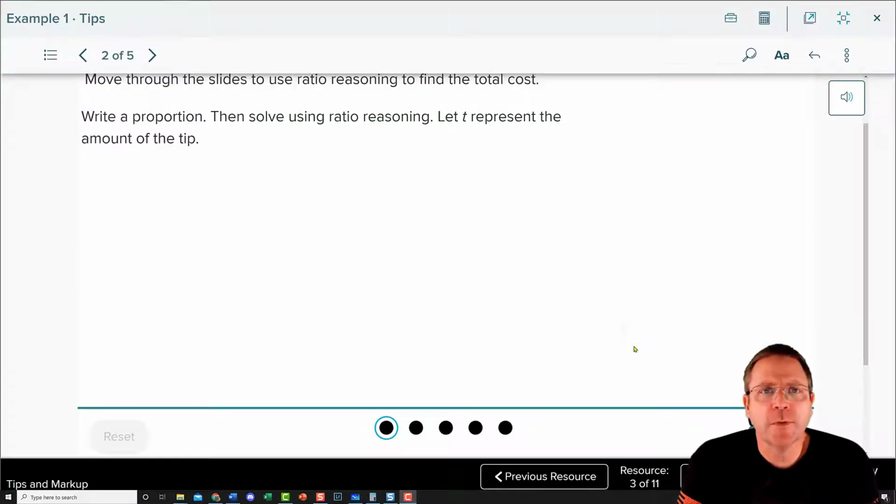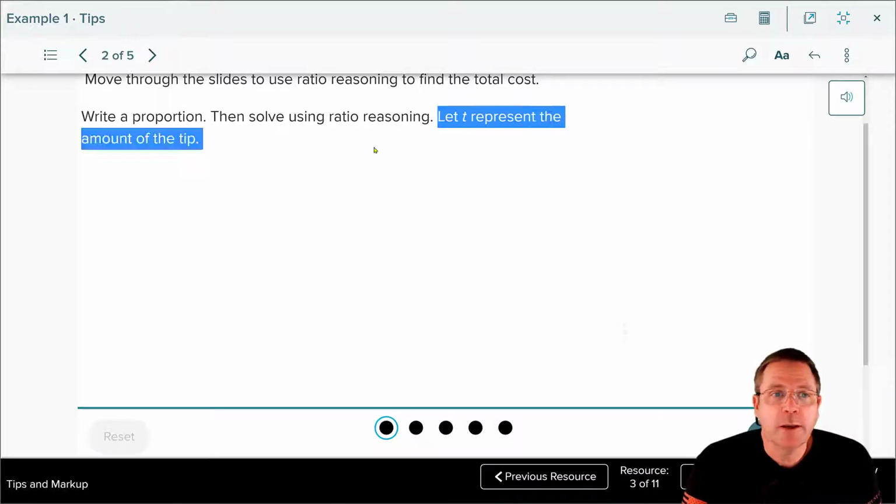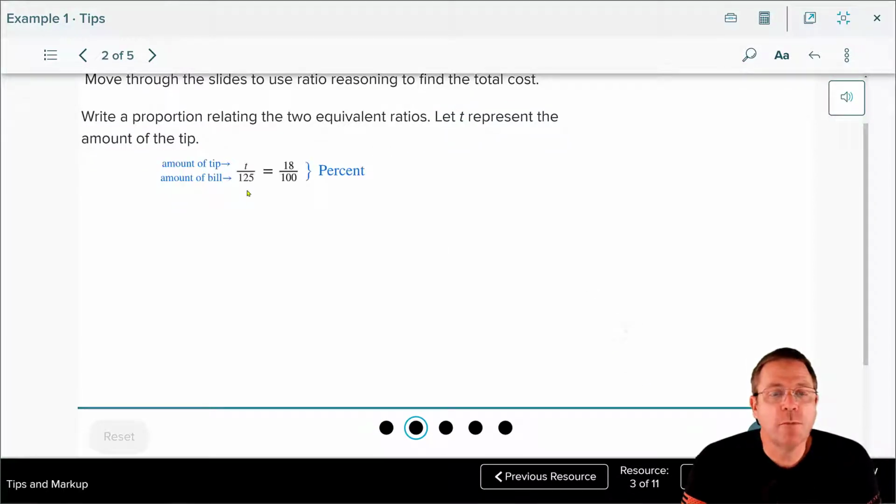Now the first method the textbook wants us to use is to write it as a proportion and then solve using ratio reasoning. They let T represent the tip right there, and from there we're going to go to our next slide, which shows the proportion they've set up. Just like everything else they've done, they have tip over the $125 bill is equal to the 18% over the 100%. Oh, not sales tax, I'm sorry, the 100% for a total tip.